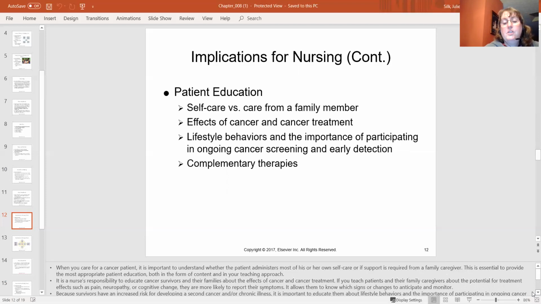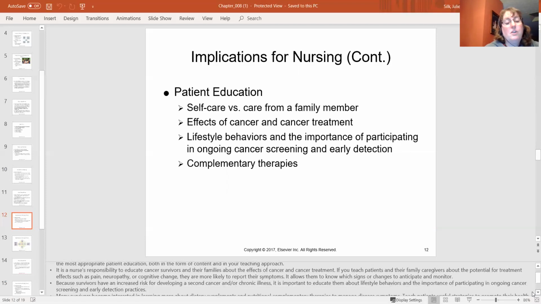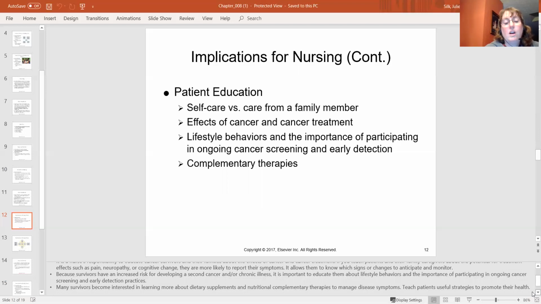treatment. If you teach patients and their family caregivers about the potential for treatment effects like pain, neuropathy, and cognitive change, they are more likely to report their symptoms. It allows them to know which signs or changes to anticipate and monitor. Because survivors have an increased risk for developing a secondary cancer or chronic illness, it's important to educate them about lifestyle behaviors and the importance of participating in ongoing cancer screening and early detection practices. Many survivors become interested in learning about dietary supplements and nutritional complementary therapies to manage disease symptoms. Teach patients useful strategies to promote their health.